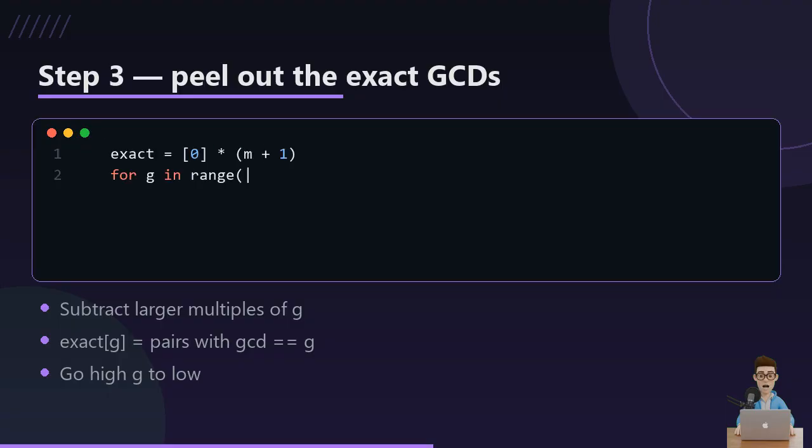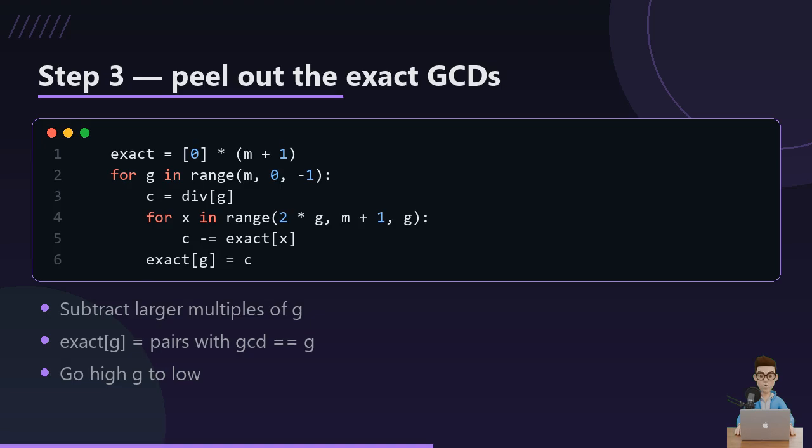Pairs divisible by G include pairs whose real GCD is 2G, 3G, and so on. So we subtract those already computed exact counts. And what's left is pairs whose GCD is exactly G. We go from high to low, so the values we subtract are ready before we need them.